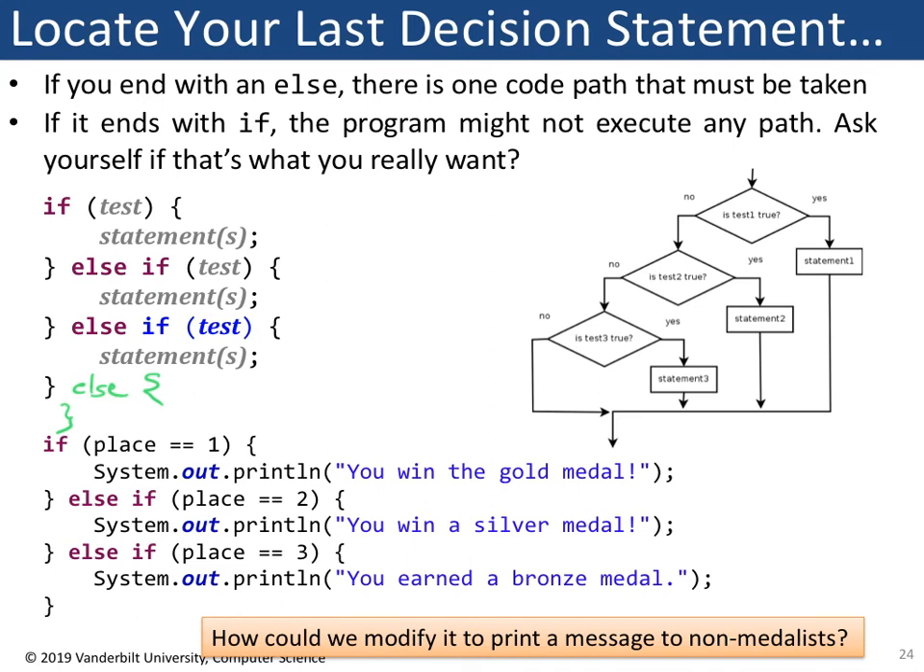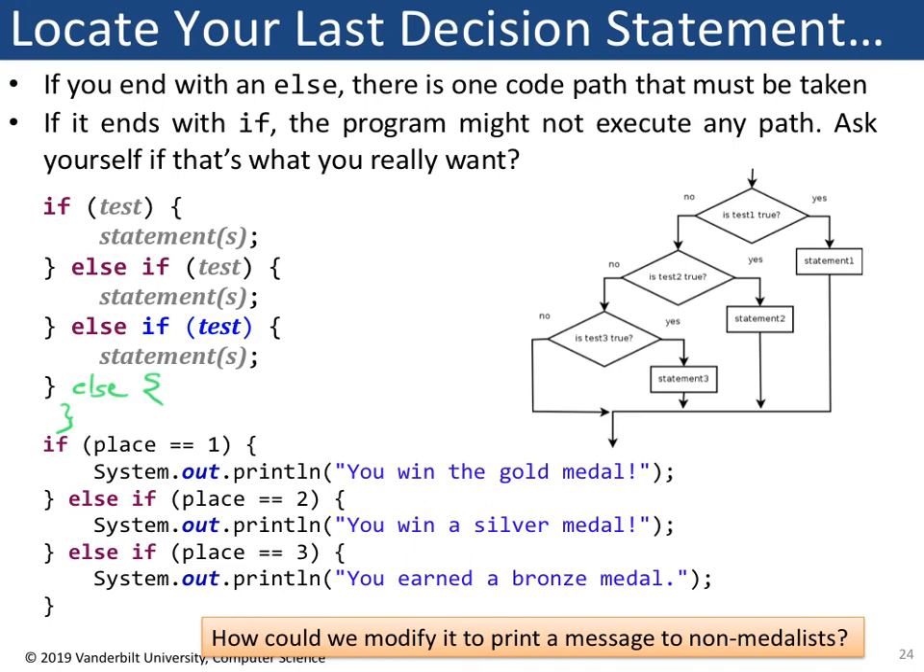There are situations where we need to make sure that one of the paths we intend is executed. We don't want to leave any available. So just depending on what you intend to occur, you need to pay attention to whether or not you need to include an else in a system of mutually exclusive if statements.